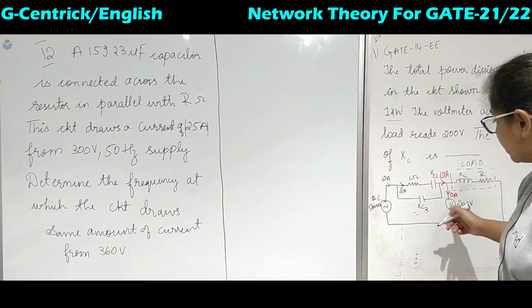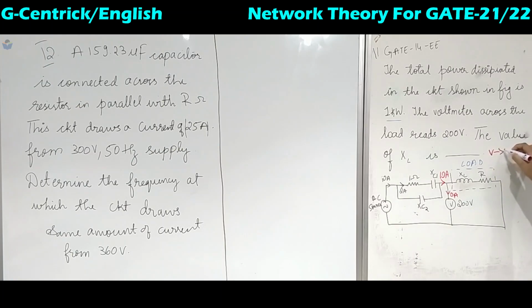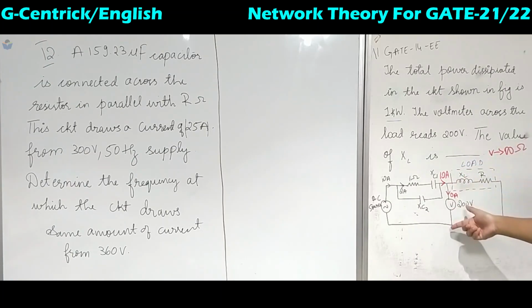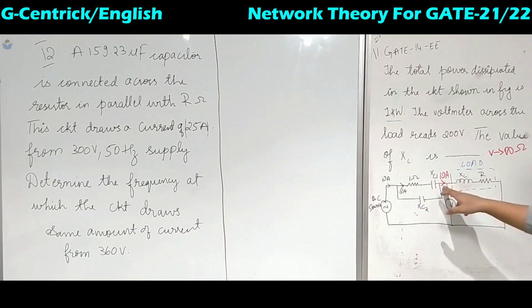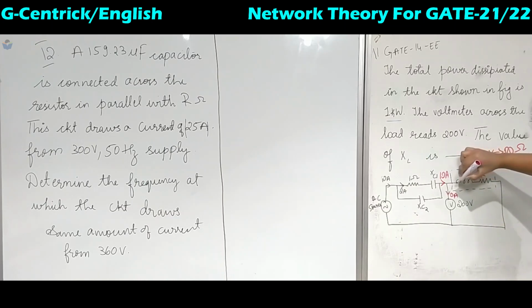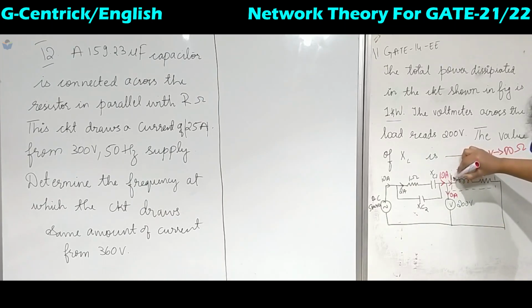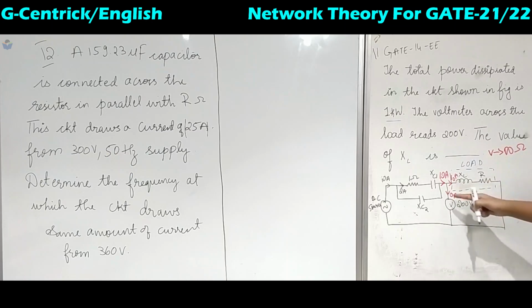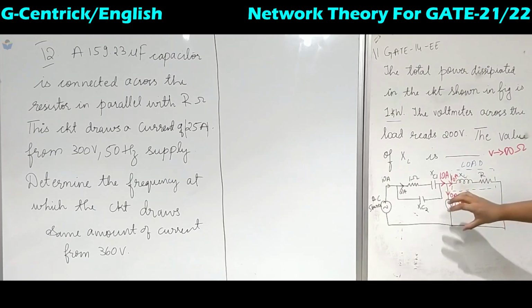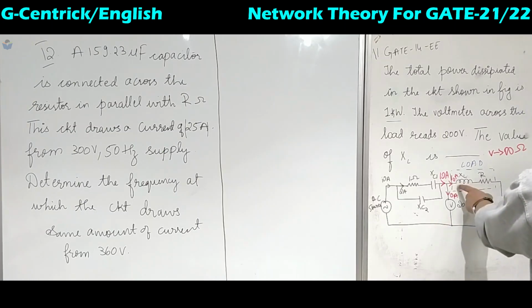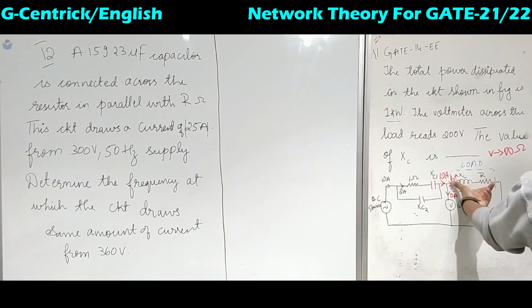That is because the voltmeter has infinite resistance. When infinite resistance is there, the current flows through the path of least resistance. So this 10 ampere current flows in this circuit. Here it becomes 0 ampere, it becomes an open network. That is why there will be no current flowing in this branch. Now 10 ampere of current flows in this branch.